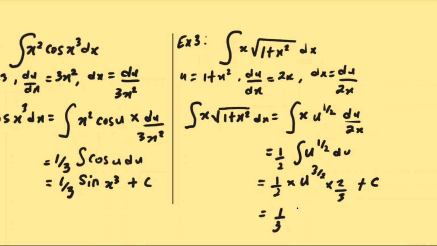But our u is what? 1 plus x squared, raised to the power of 3 over 2, plus an arbitrary constant c. And that will be the final answer to that question: 1 over 3 times 1 plus x squared raised to the power of 3 over 2 plus c. So let's take another example.